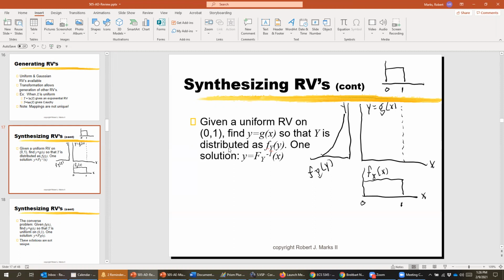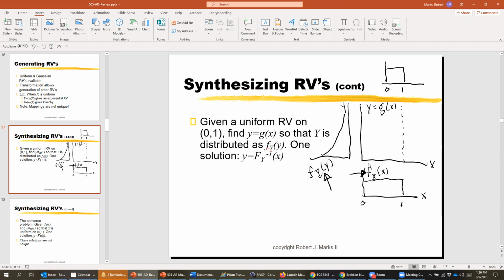Now, the point is that here we know what this is. We know what we're starting with, and we know what we want to end with. And what we want to synthesize is this y is equal to g of x. It's a design problem. We start off with the f sub x. We want to find out what this f sub y is, and we want to find out the nonlinearity which transforms one into the other.